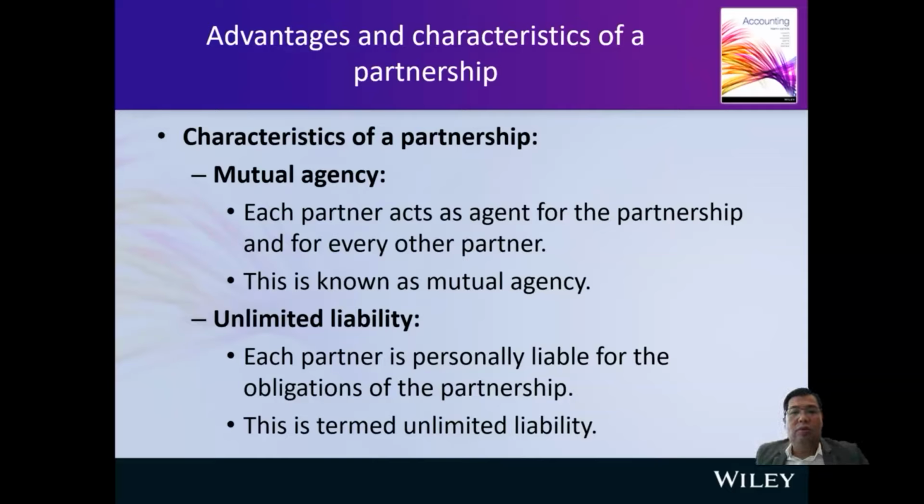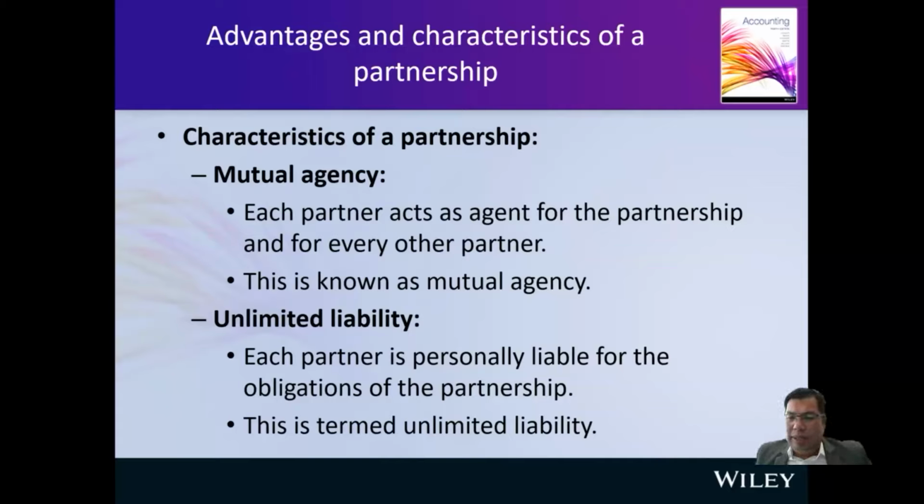Number one is mutual agency. What does it mean by mutual agency? It means that each partner, each person who contributes capital, acts as agent for the partnership or for every other partner. So this is what is called mutual agency. Everybody is an agent for the business. So we have five partners, so we have five agents who are responsible to look after the business.